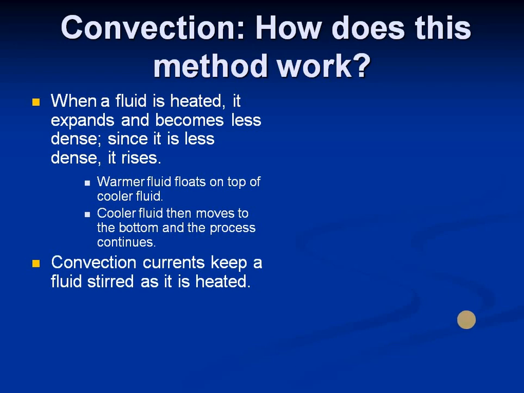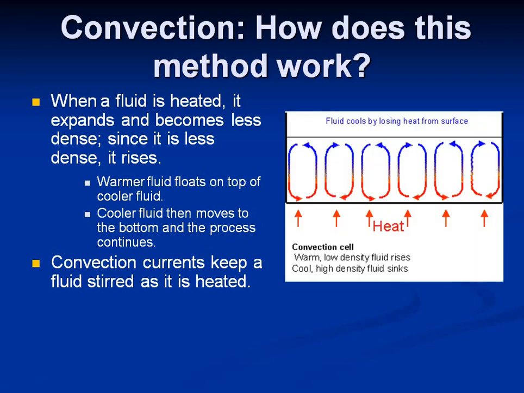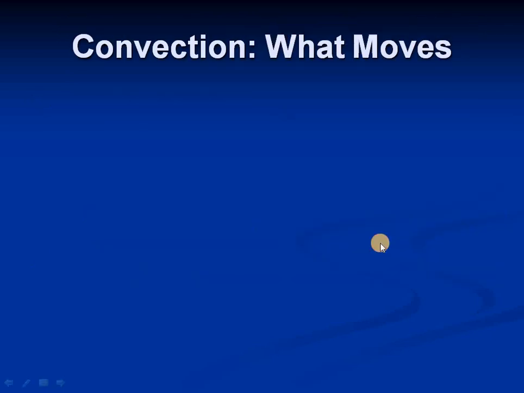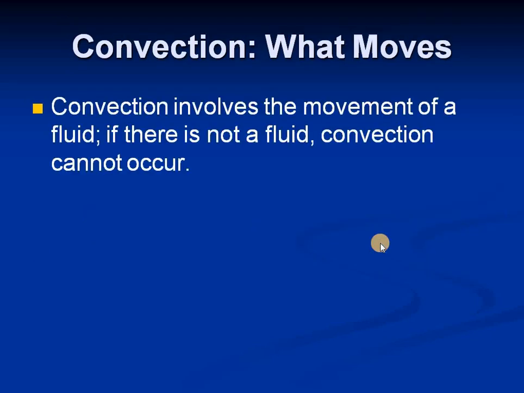Convection currents keep the fluid stirred as it is heated, so they keep on moving in a circle. Fluids cool by losing heat from the surface. Now in convection, what moves is the fluid. If there is no fluid, convection cannot occur. So in convection, fluid molecules move, whereas in conduction, molecules do not move. What moves is the energy. So this is the difference.